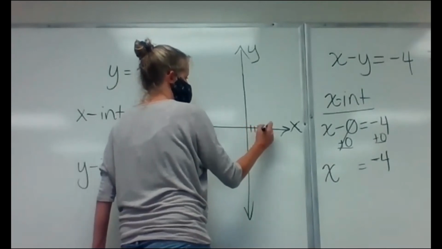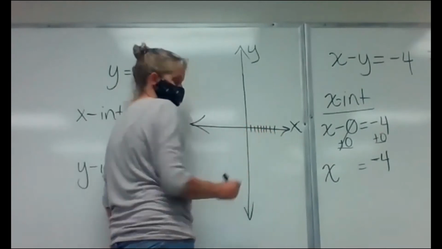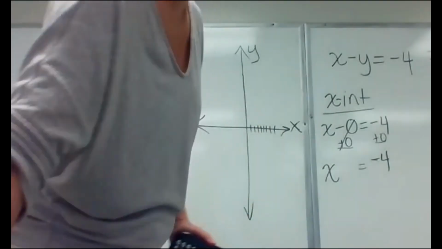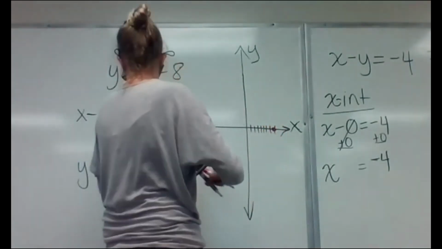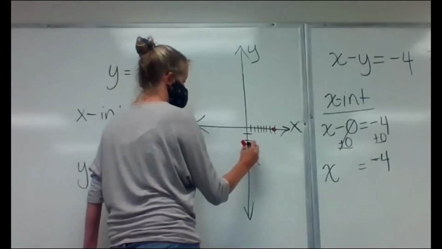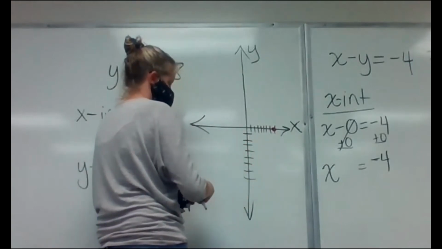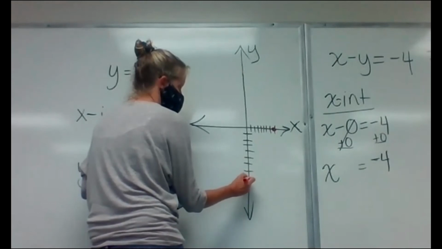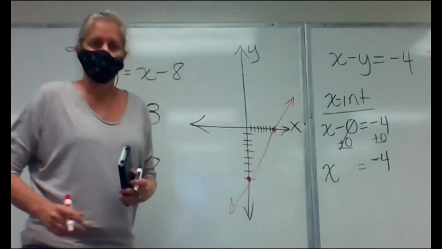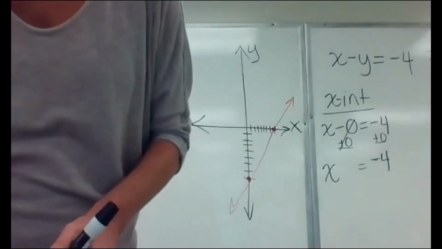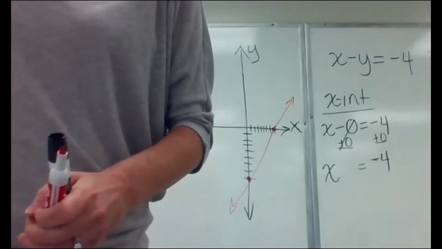1, 2, 3, 4, 5, 6, 7, 8. Go to the right 8. Down 8. For the y-intercept. And then it's connecting them. Okay? Number 4.